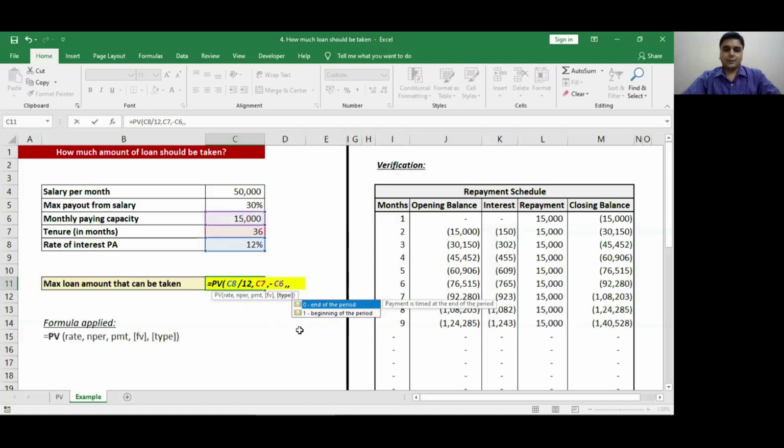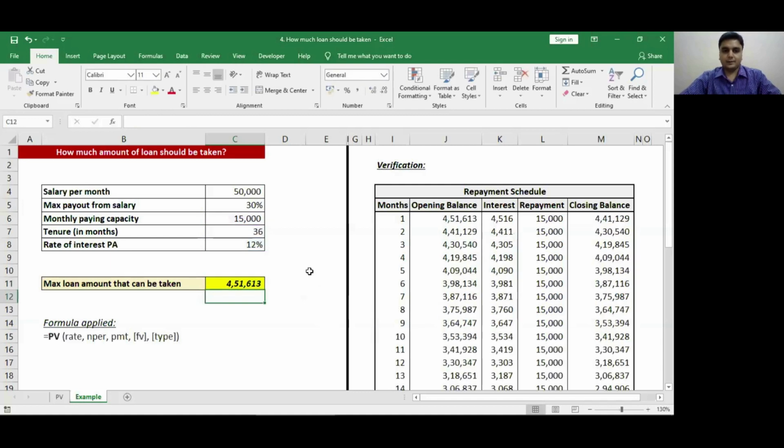As we have discussed in the previous examples, in case of repayment, I will always do the repayment at the end of the period. So I will select 0, close the bracket and hit enter. So 4.51 lakh means that I should take a loan of 4.5 lakh as of today's date. With this, if I make the repayment of 15,000 rupees on a monthly basis, then I will be able to repay the entire loan within a period of 3 years.